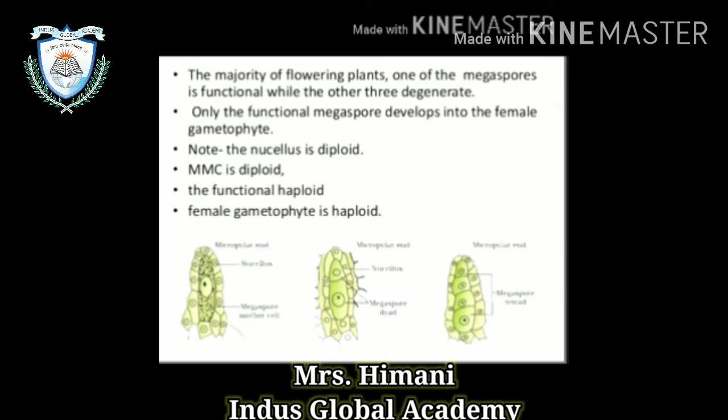In the majority of the flowering plants, one of the megaspores is functional while the other three degenerate. So there are 4 megaspores, as we discussed earlier, megaspore tetrads. One is functional, 3 will degenerate. Only the functional megaspore develops into the female gametophyte. The nucellus is diploid and MMC is diploid, and the female gametophyte, which is functional, is haploid. You can see in the picture.